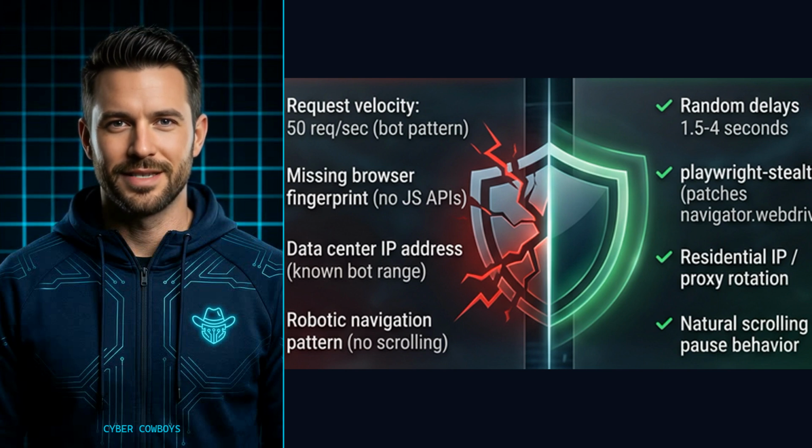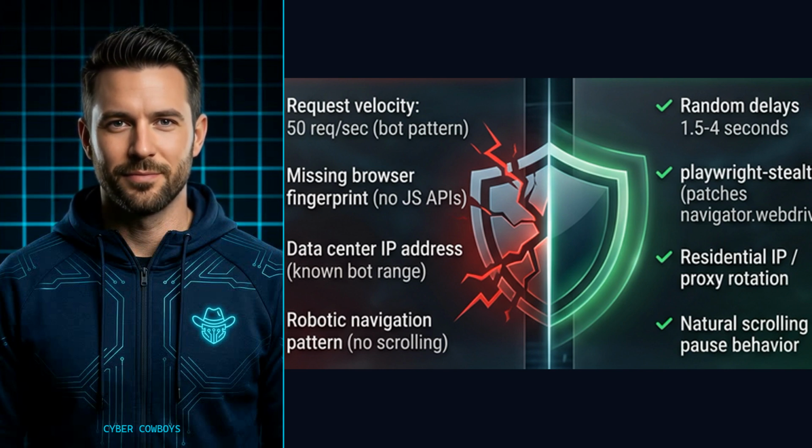Third, IP reputation. Residential IPs have clean reputations. Data center IPs, the ones you get from AWS or DigitalOcean, are known ranges that get flagged aggressively on any site with serious anti-bot measures. Fourth, behavioral patterns. Bots navigate pages in patterns. Always the same path, always the same timing. Real users are messier. They scroll, they pause, they sometimes go back.